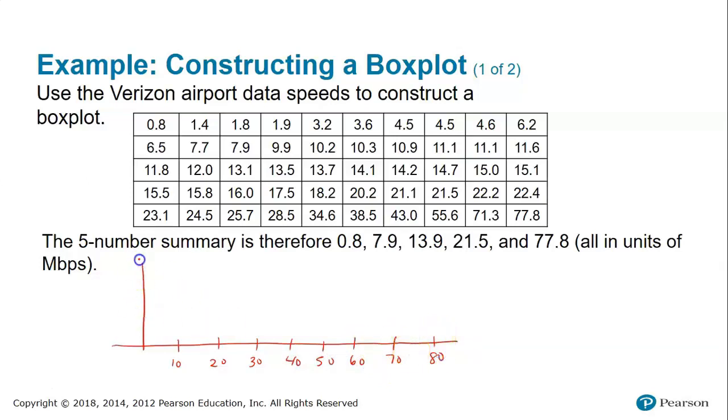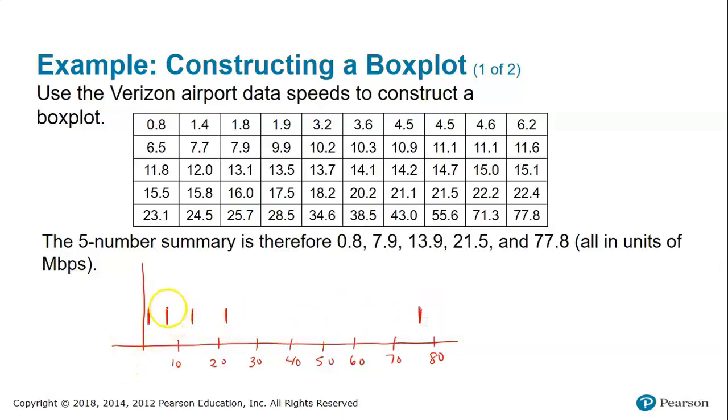We don't really need to scale the vertical axis here. There's no real reason for doing that. So I'm going to put a vertical line at 0.8. I'm just going to have to estimate that. Put a vertical line at 7.9. Put one at 13.9. Put one at 21.5. And then finally over here at 77.8.